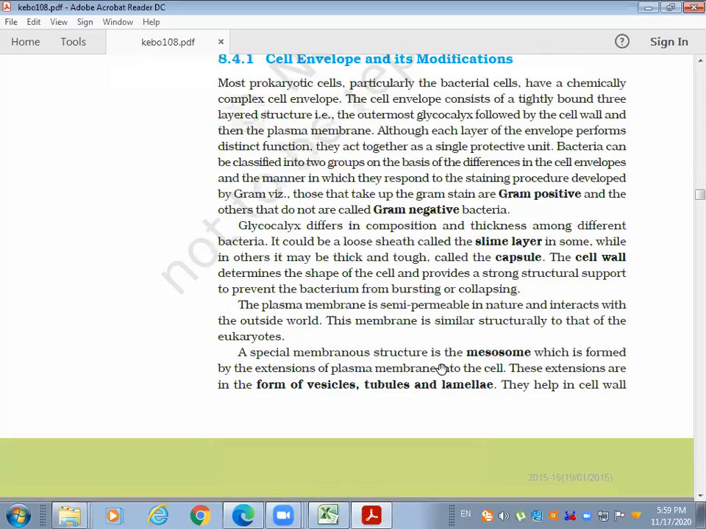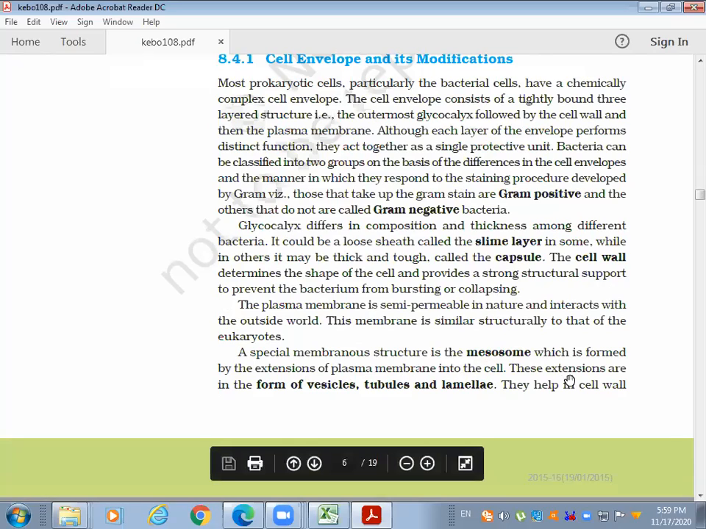A special membranous structure is the mesosome, which is formed by the extensions of the plasma membrane into the cell. These extensions are in the form of vesicles, tubules, and lamellae.